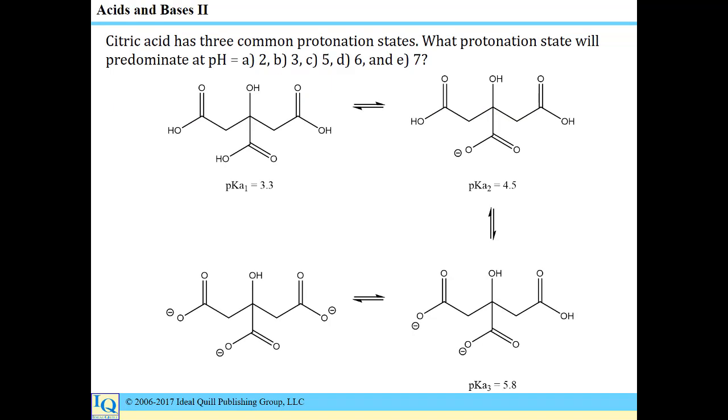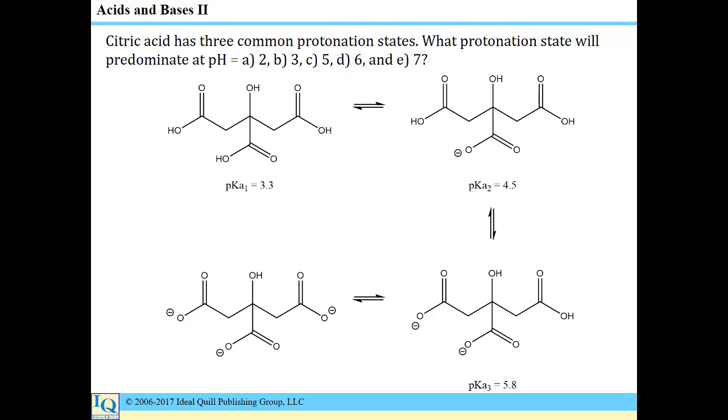The first part of this problem set deals with acids and bases. In this example, we see three common protonation states for citric acid, and we're asked which protonation state will predominate at a pH of 2, 3, 5, 6, and 7. So how do we approach such a problem?